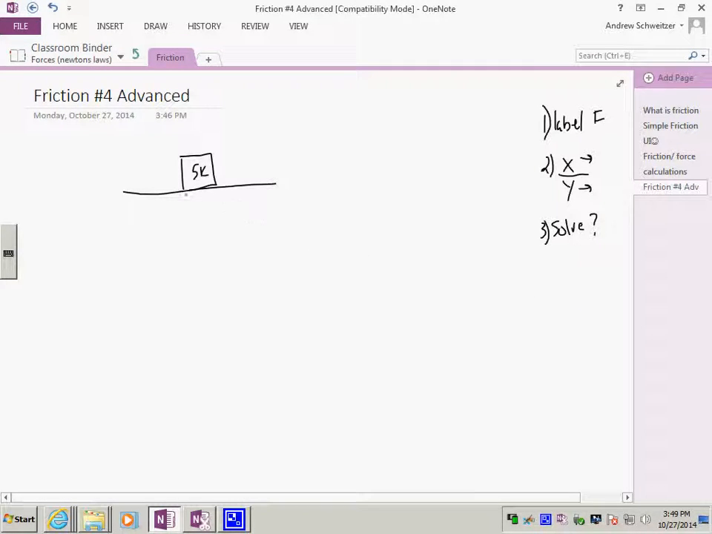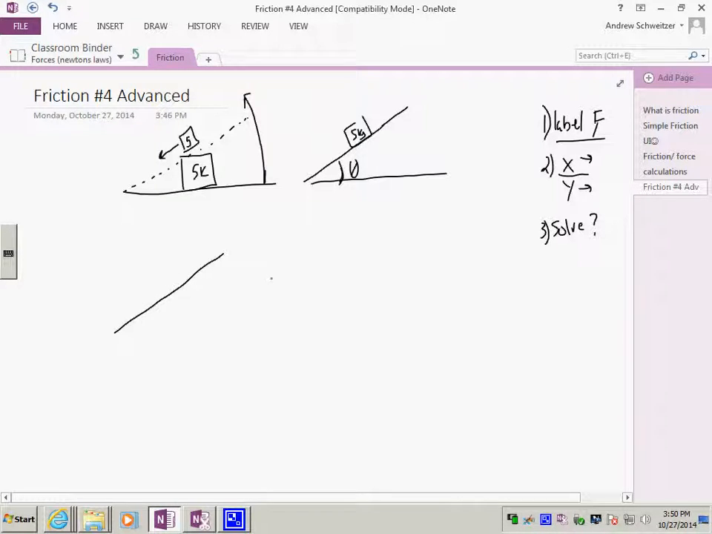So what I'm going to do is take this box and lift the board that it's on. I'm going to lift it and form some angle here, and I want to know at what angle the box starts sliding down this thing. So I have an angle here and 5 kilograms. I'm looking for this particular angle right here. So part of labeling all your forces is make sure you get a picture that accurately represents what you want. And if that picture is deceiving you, then you're going to have some issues.